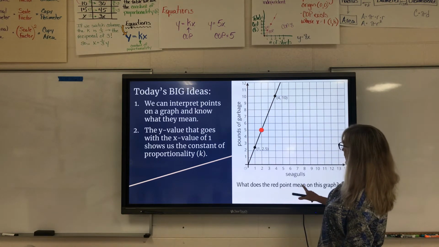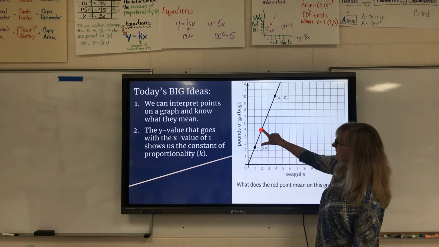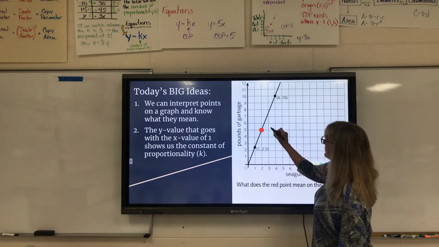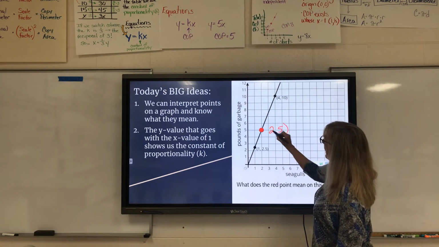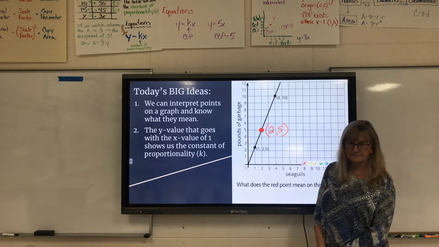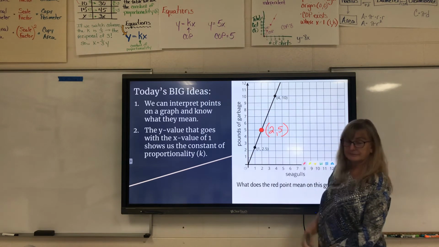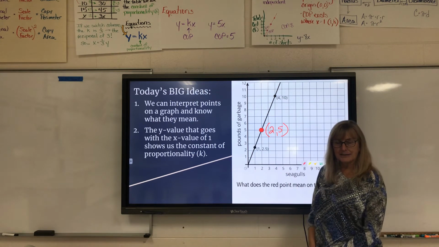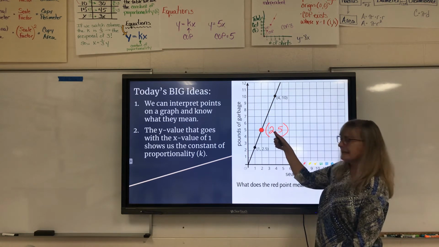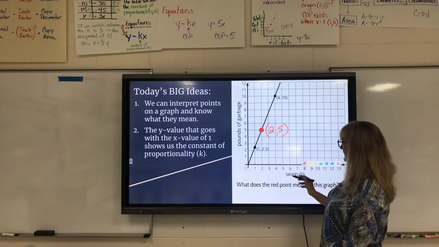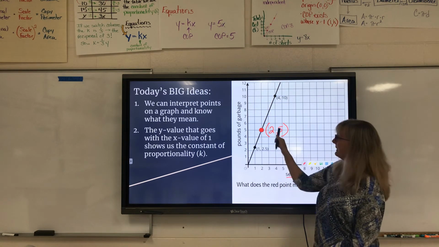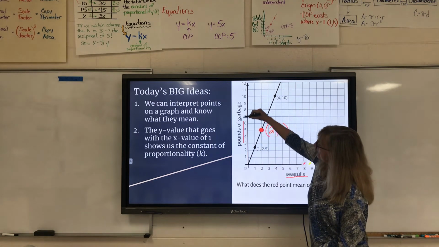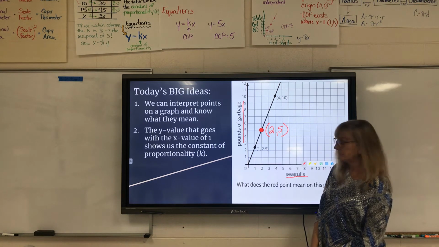So what does the red point on this graph mean? This point is (2, 5). What does that mean in terms of this graph? 2 seagulls and 5 pounds of garbage. Excellent. Does everybody see how Jahan got that? 2 is the x coordinate, and x represents seagulls. So that means 2 seagulls ate 5, and y is pounds of garbage. Okay?